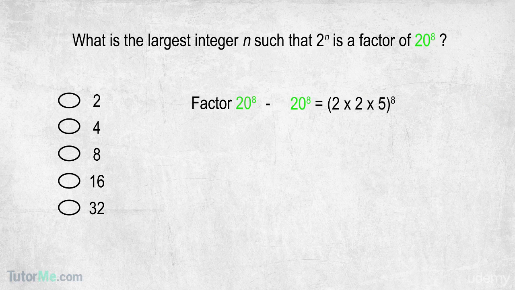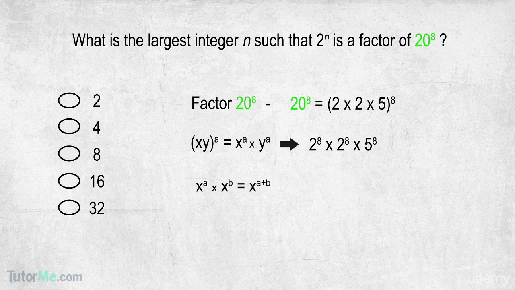Recall that when a product is raised to an exponent, we can rewrite the expression by distributing the exponent over each individual factor. In this case, we get 2 to the 8th times 2 to the 8th times 5 to the 8th. Finally, remember that when multiplying expressions with identical bases, we can simply add the exponents, while keeping the base number the same. This means that for 2 to the 8th times 2 to the 8th, we just add the 8ths and keep the base of 2. Doing so leaves us with 2 to the 16th times 5 to the 8th.